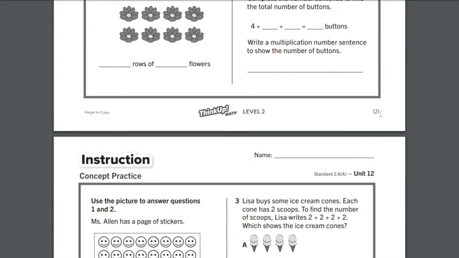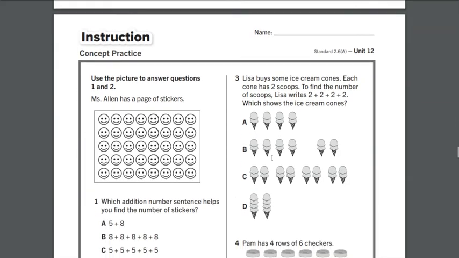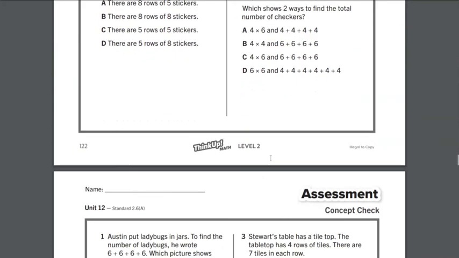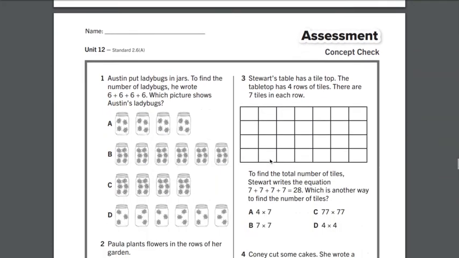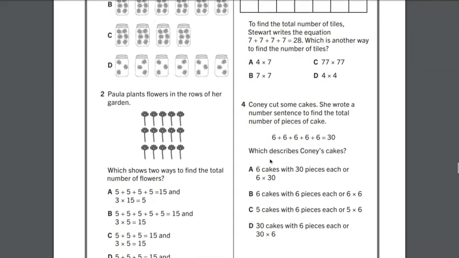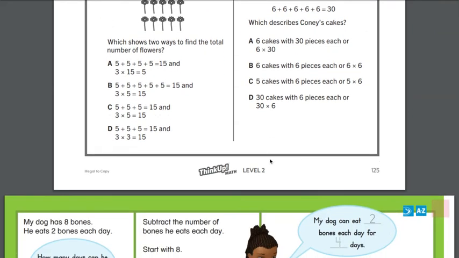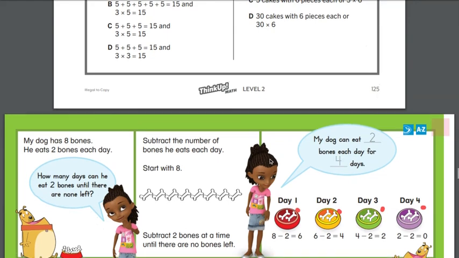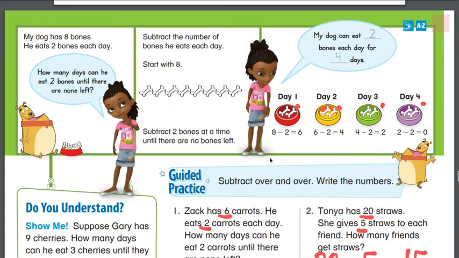After you've done page 121, these pages 122 and 125 that I'm showing you on the screen right now are going to be your assessments, again, that need to be completed independently. Then we get to your last lesson, which is division. Division is just repeated subtraction. So we just subtract a little bit each time.